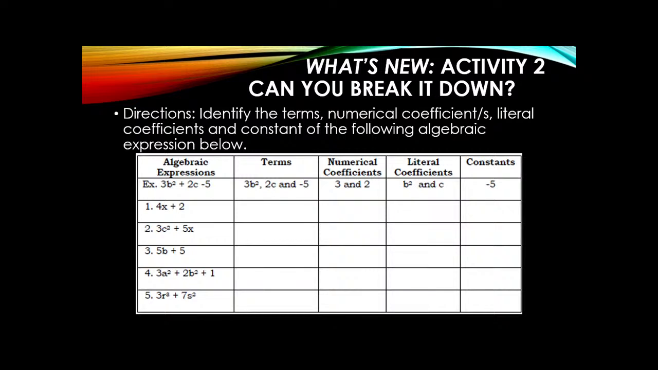So, under terms, ang terms nato is 3b squared, 2c, and negative 5. Kung positive, pwede na din nato butangan ug positive, diretso lang. 3b squared, 2c. Kung negative, isulat nato ang negative sign. Dili pwede nga walay negative. Mali siya.